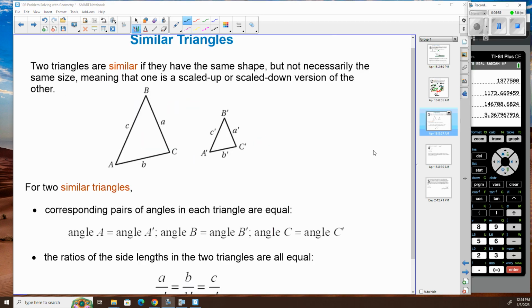Okay, now we have similar triangles. Two triangles are similar if they're like the same shape but different sizes. So all the corresponding angles of the triangle are going to be the same angle measurement, but the side lengths are going to be longer or shorter.